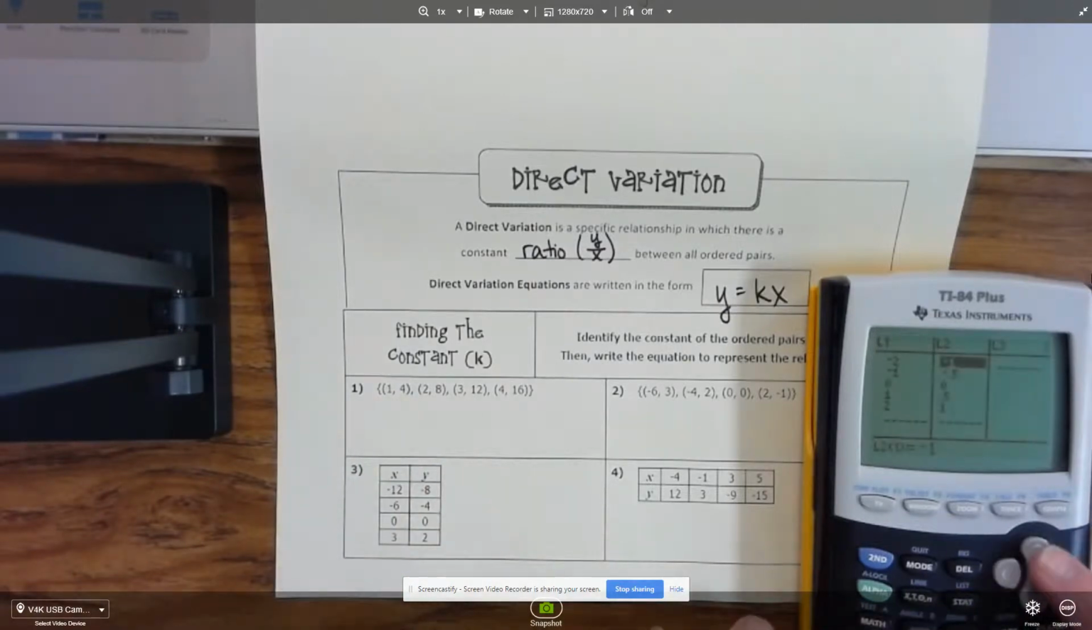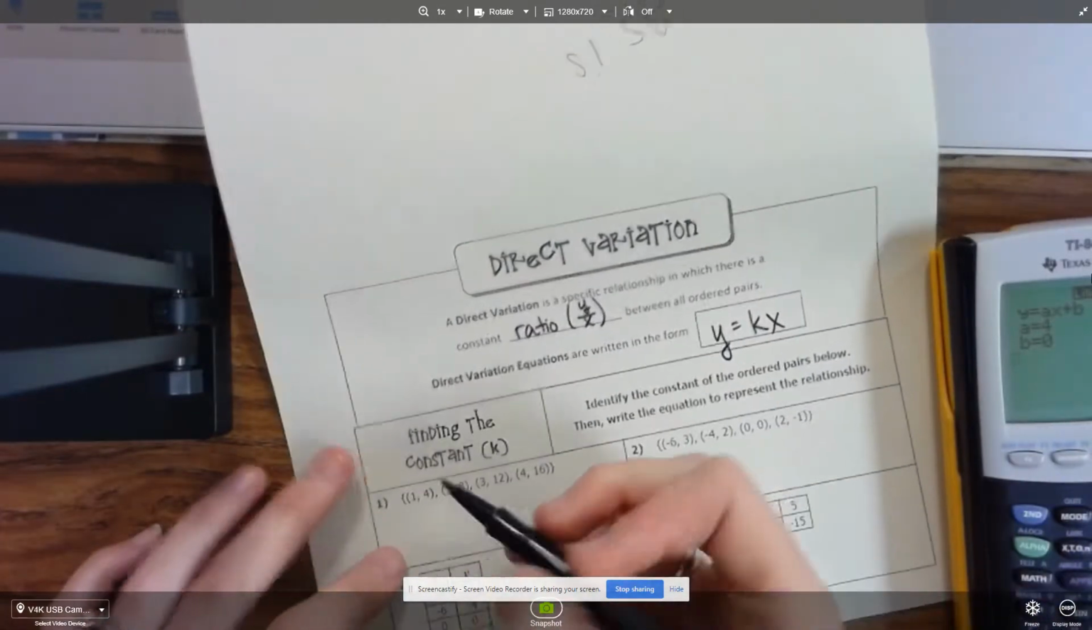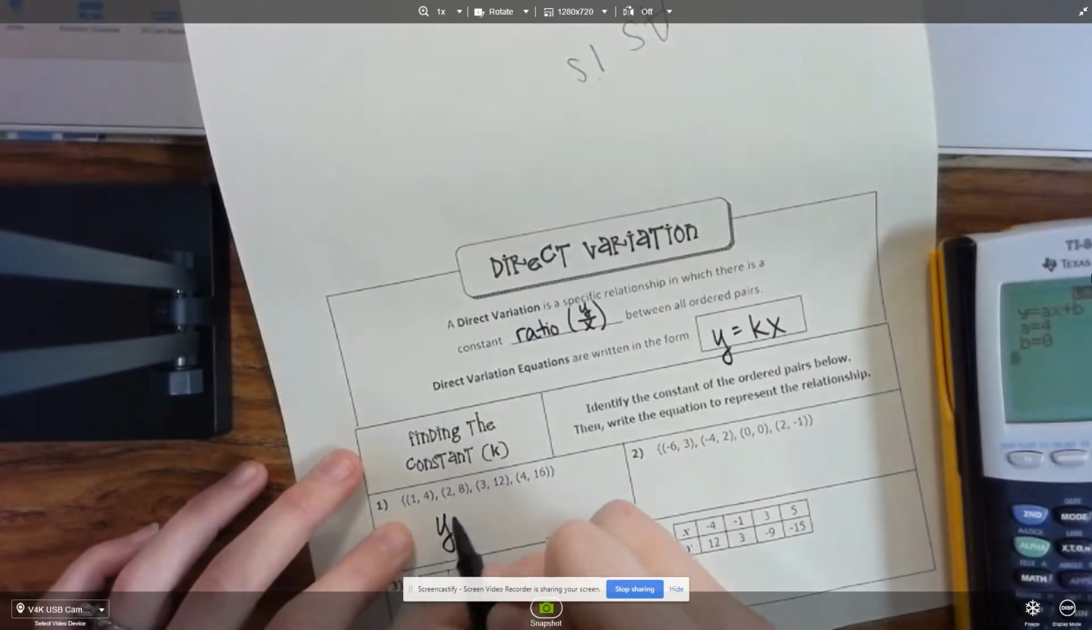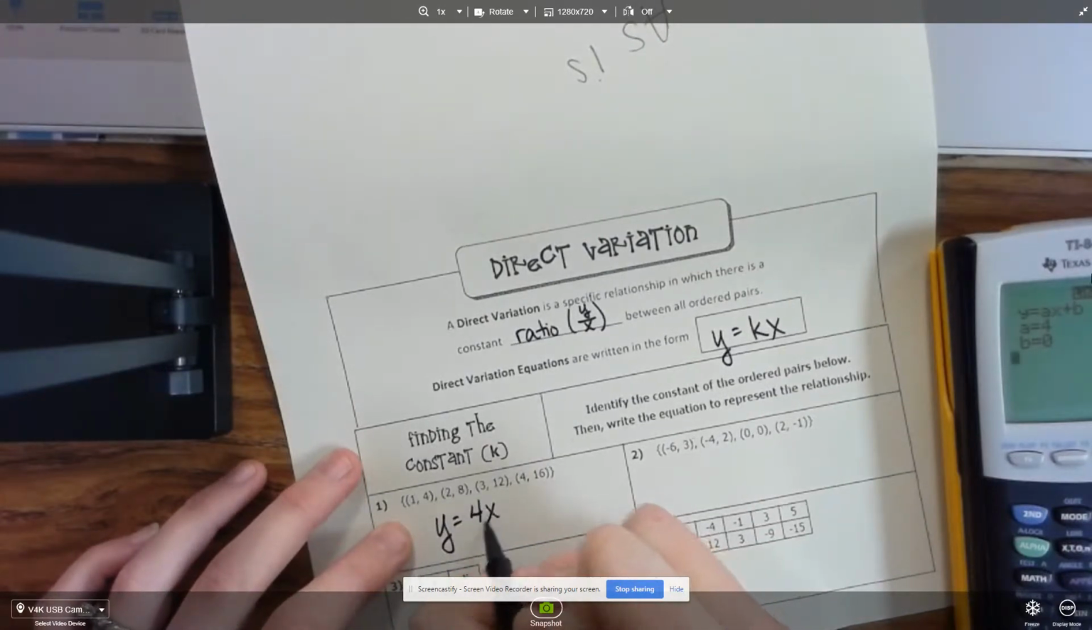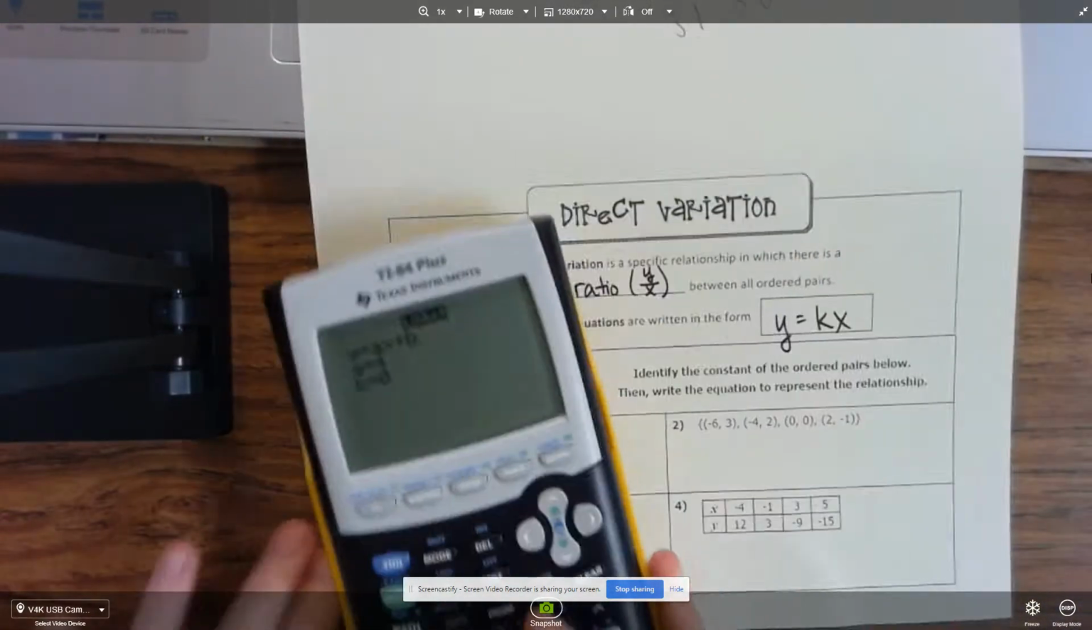You can also put these in your list and do them that way, and do linear regression on them. And so here, I get a 4 and a 0. So I got the same number that I did the first time. So how I'd write this is just y equals 4x. I don't have to add the 0 onto the end.